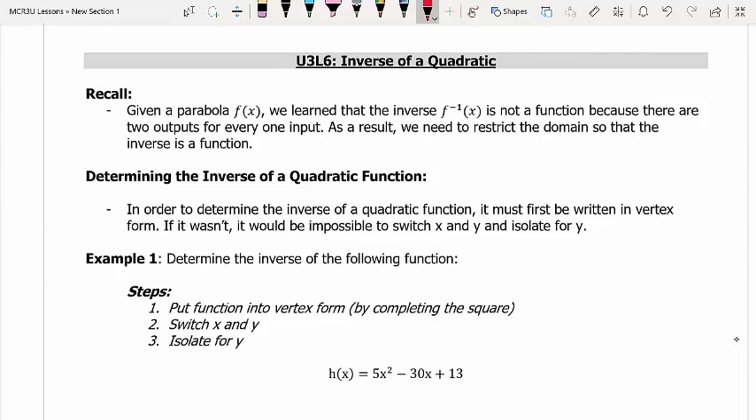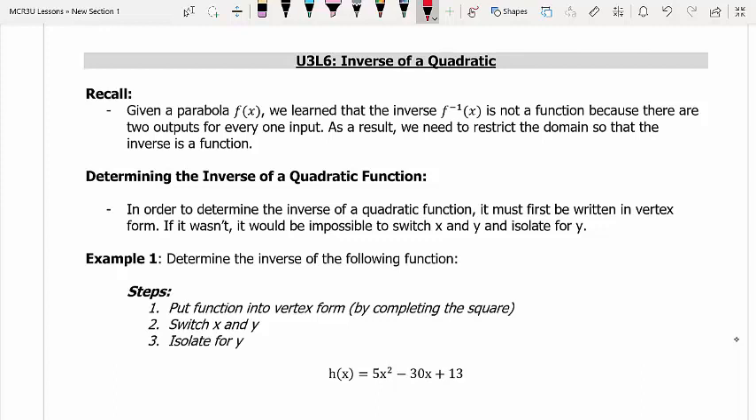Unit 3, Lesson 6, the inverse of a quadratic. So we know that if you're given a parabola, the inverse is not a function, and that's because many of the inputs have more than one output. So we have learned that we need to restrict the domain of f(x) so that the inverse is a function. So if you're given a parabola and you're asked to find the inverse, it's very important that the parabola is in vertex form, okay?